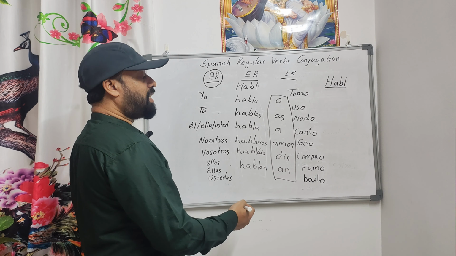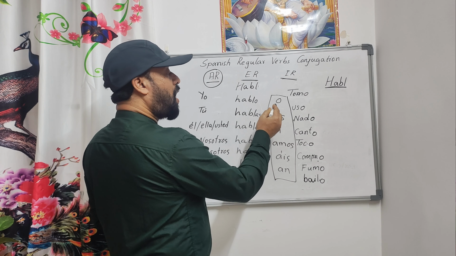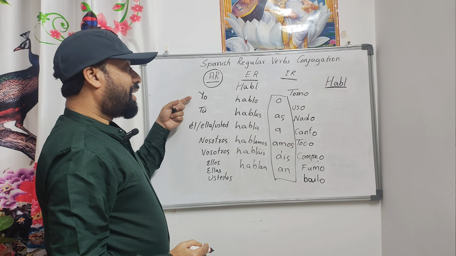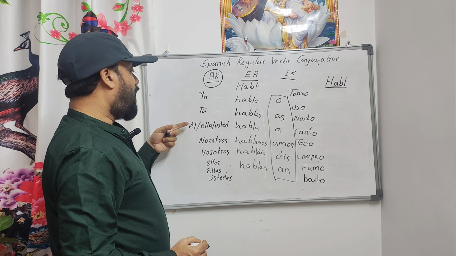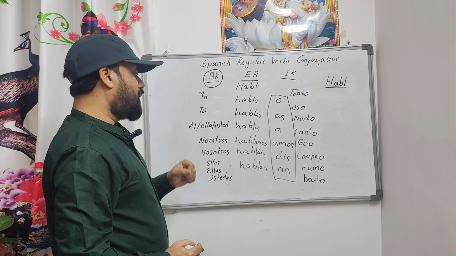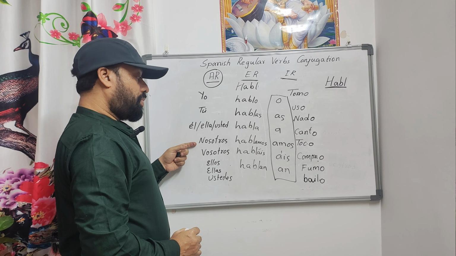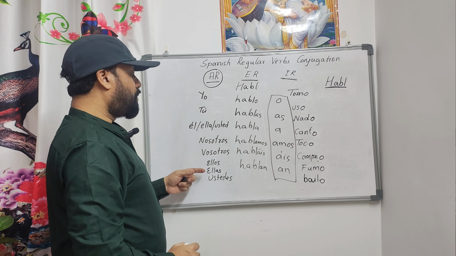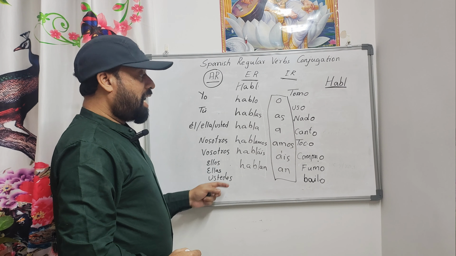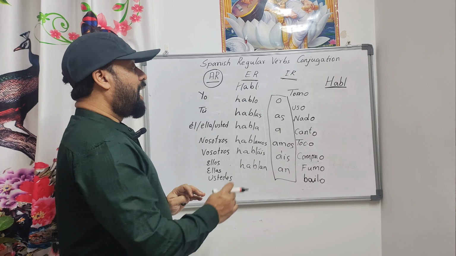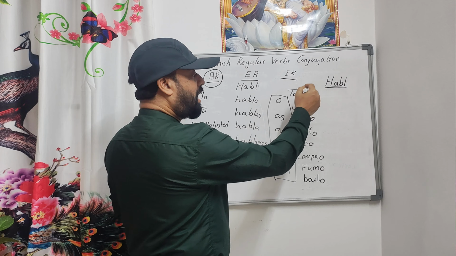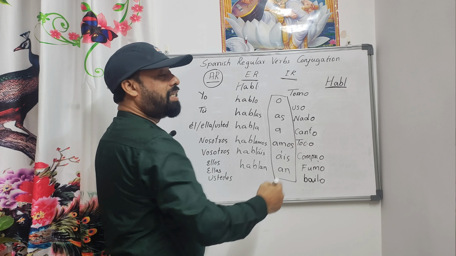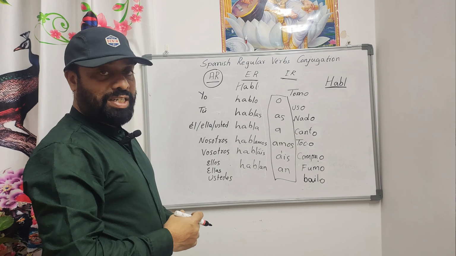So you can see how easy it is. The main part you have to remember: o, as, a, amos, áis, an. O for yo, as for tú, a for él, ella, usted, amos for nosotros, áis for vosotros, and an for ellos, ellas, ustedes. Okay, only this. Then you just omit the AR, and as per the subject pronoun, just add it on, and your conjugation will be done.